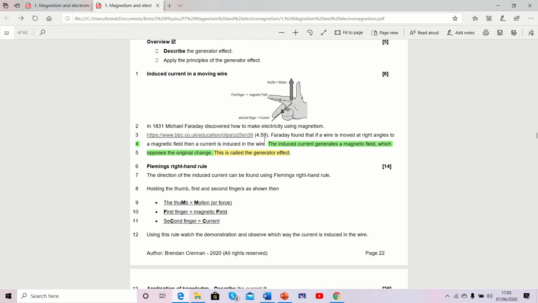This is described using Fleming's right-hand rule. Again, this time it is right hand rather than the left hand. The fingers are held at right angles as before with the left-hand rule. All fingers indicate the same things. Current is indicated by the second finger. First finger indicates the magnetic field, north to south, and the thumb then indicates the direction in which the motion is of the wire.